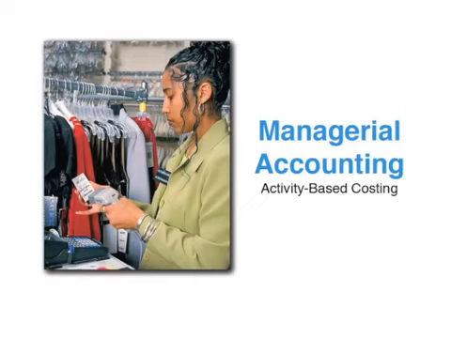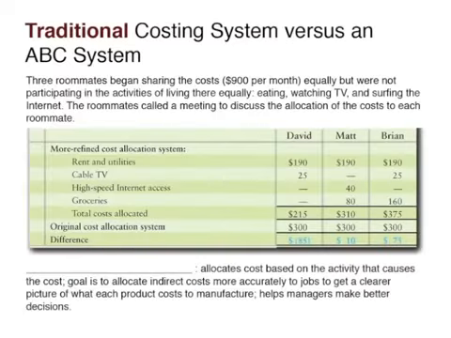This lesson will be on the differences between simple or traditional costing and an activity-based costing system. So let's first look at a simple example here. We have three roommates, David, Matt, and Brian, and they're currently sharing all the cost of living together equally at $900 per month. But they're not all participating in the activities of living together equally, like eating, watching TV, and using the internet. So the three roommates called a meeting to discuss the allocation of these costs to each roommate.